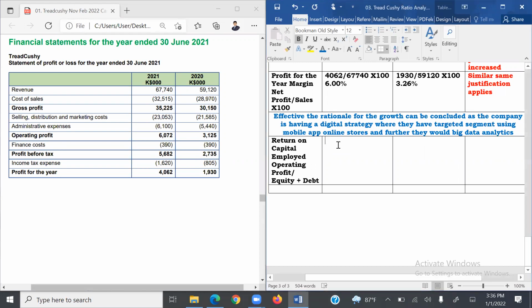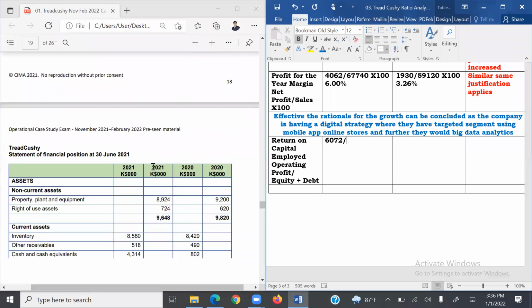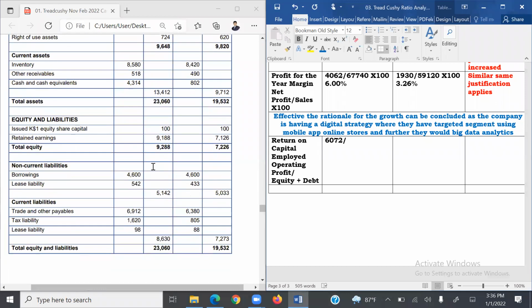Now, students, let's come to the application here. If you see, operating profit here is 6,072, and that is very clear. Now let's look at the equity. I need to go to the statement of financial position. The equity here is 9,288, which I believe is the total amount. And you have borrowing and lease, so let's go with the long term. I am taking the lease also into consideration because you may use a lease vehicle in your business for your day-to-day operations.